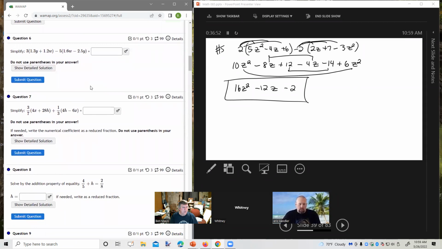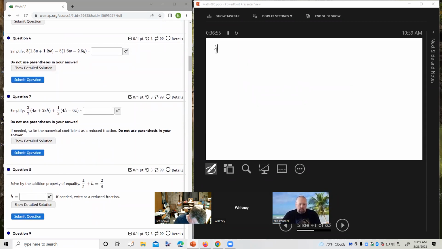Okay. Number 6. Simplify. So now we're dealing with decimals. 3 times the quantity 1.3y plus 1.2w. Minus 5 times the quantity 1.6w minus 2.5y. Again, there's no like terms inside the grouping symbols, so we'll distribute. 3 times 1.3 is what? 3.9, so that's 3.9y. Plus 3 times 1.2 would be 3.6w.